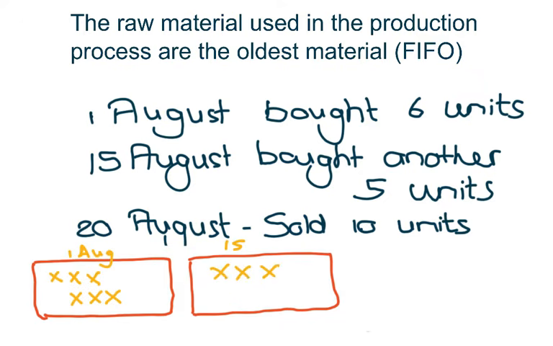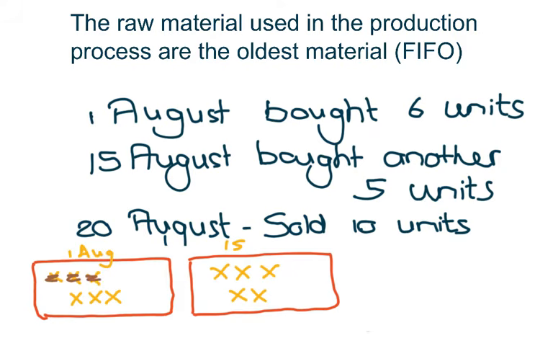There's my 5. And now I'm selling 10 units. Which ones am I selling? Am I selling the ones that I bought on the 15th, or am I selling the ones that I bought on the 1st? I'm using FIFO, first in, first out. So I will sell the ones that I bought first. So let me start there.